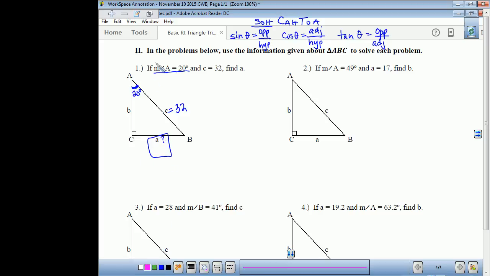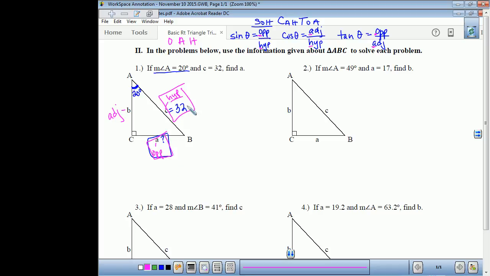So let's label our sides opposite, adjacent, and hypotenuse. O, A, and H. Let's label those so we can refer to our ratios up here and compare. From this angle, this side is the opposite. This side is the hypotenuse, and this side is the adjacent. So every time we're going to look at what did they give us and what do they want.